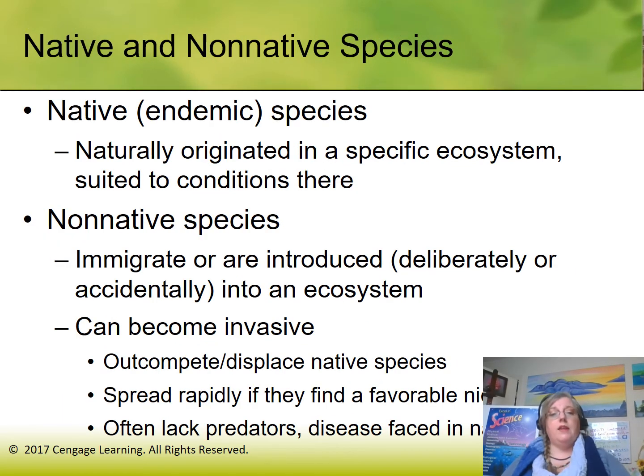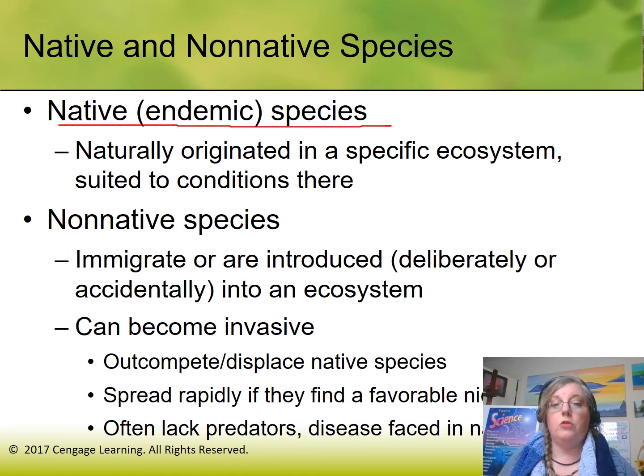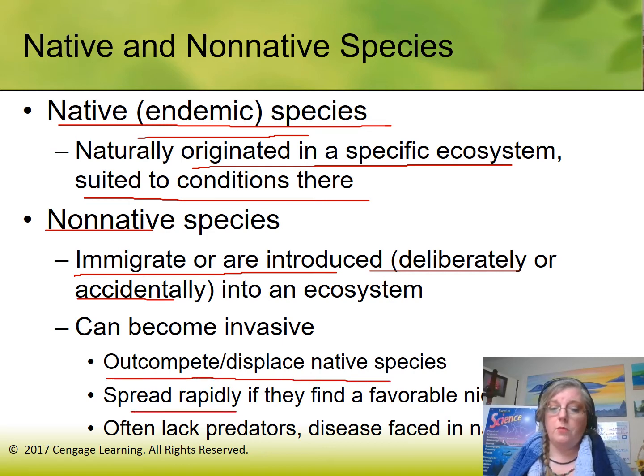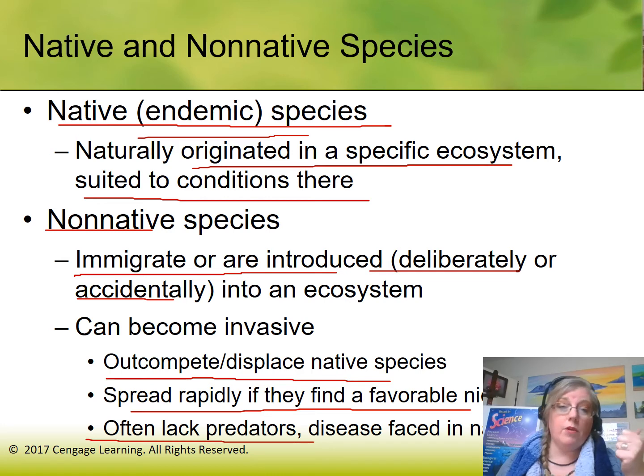Okay, so let's go over the details about them, because what's the other word for native? Native is endemic species, the ones who belong there. They originated in the specific ecosystem and they are suited to those conditions. The non-natives, they're immigrants, or they're introduced either on purpose or accidentally into the ecosystem, and they can become invasive. Remember, they're not all bad. All right, but they can become invasive. They'll outcompete or displace the natives, spread rapidly if they find a favorable niche, and they often lack predators. Whatever used to eat them at home didn't come across the ocean with them. Nothing to eat them now.